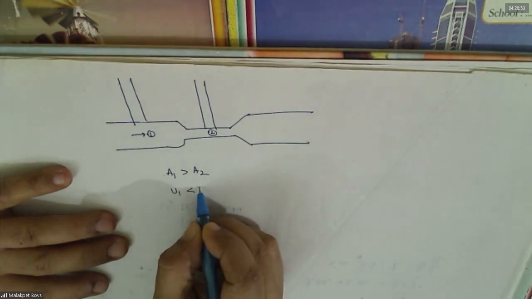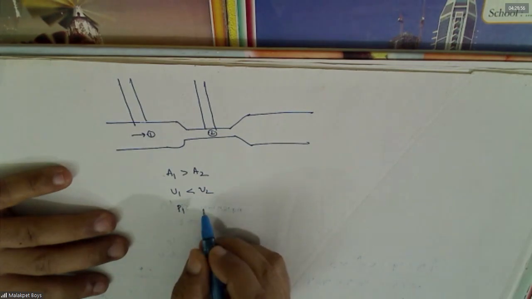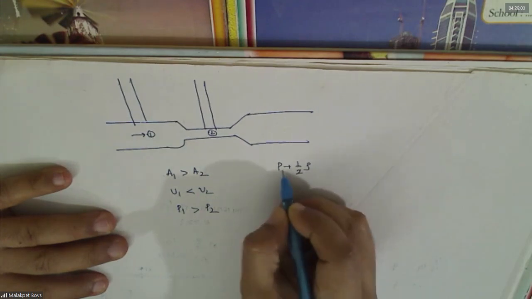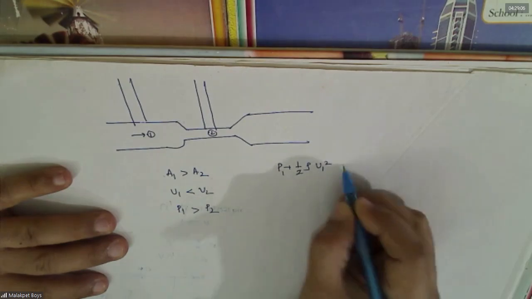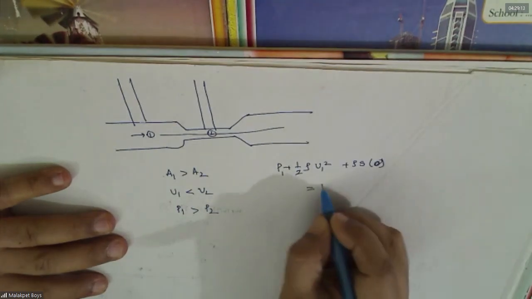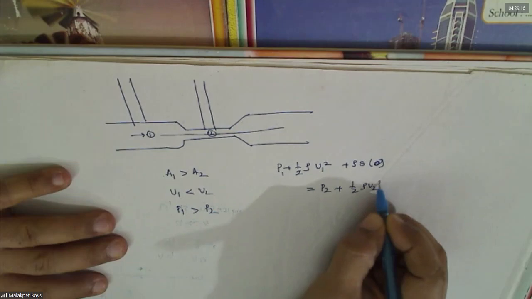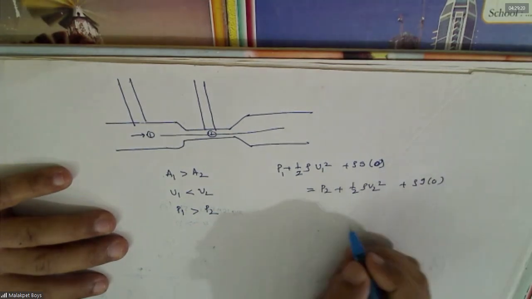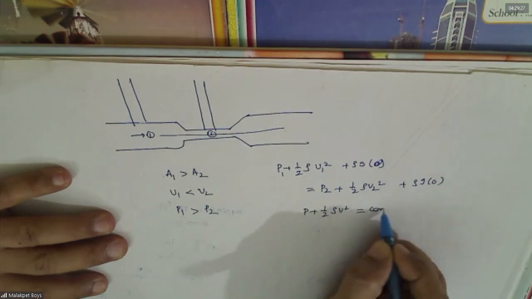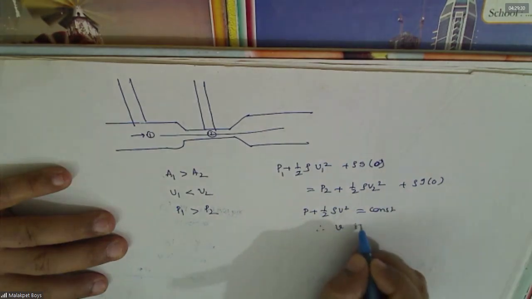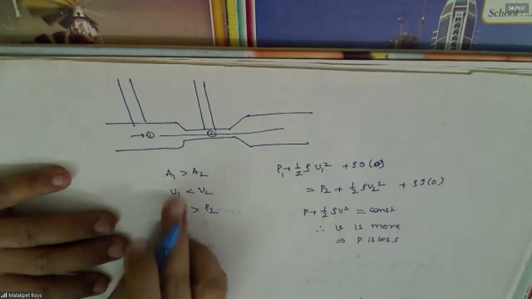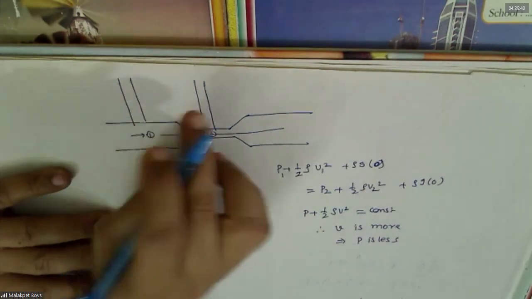Same height, no? So P1, velocity is less, pressure is more, no? If I take this as the reference, this is zero only, no? Rho g into zero. Now you can see p plus half rho v square is constant, no? For a horizontal pipe. Therefore, v is more means p is less, no? Yes, sir. Here v is less, pressure will be more. So this pressure will be more than this.